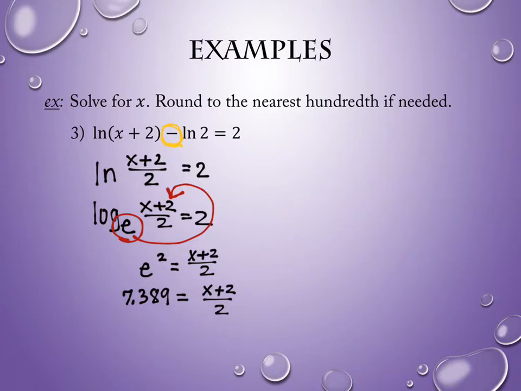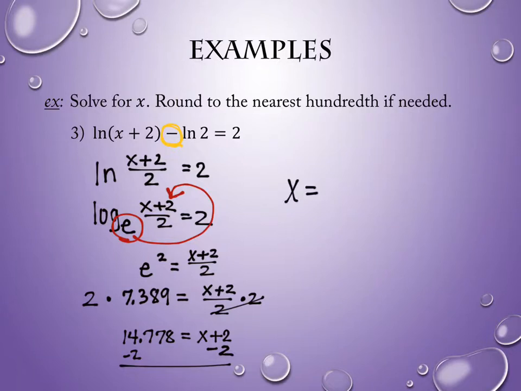What would you like to do next? Multiply by 2 would be great. So it'll cancel out on the left, or on the right, excuse me. And if you take your 7.389 times 2, what do you get? 14.778, and that's equal to x plus 2. And then what? Subtract 2. So now is where I'm going to write the answer to 2 decimals instead of 3, because I'm at the point where I have my final answer. What does x equal? 12.78. Good.